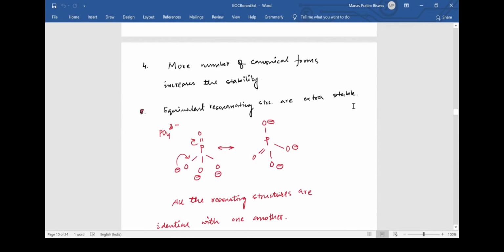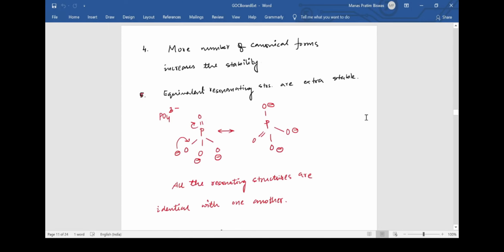Point number 4 says that more number of canonical forms increases the stability. More canonical forms stems from the idea that the more canonical forms there are, the more dispersion of electron cloud there is. That is, if the electron is getting transferred onto say n number of atoms, and then suppose the electron is getting transferred to more than n atoms, obviously in the second case the electron is transferred to more atoms, hence the dispersion increases and then the stability increases. So in 4 we can say more number of canonical forms increases the stability.